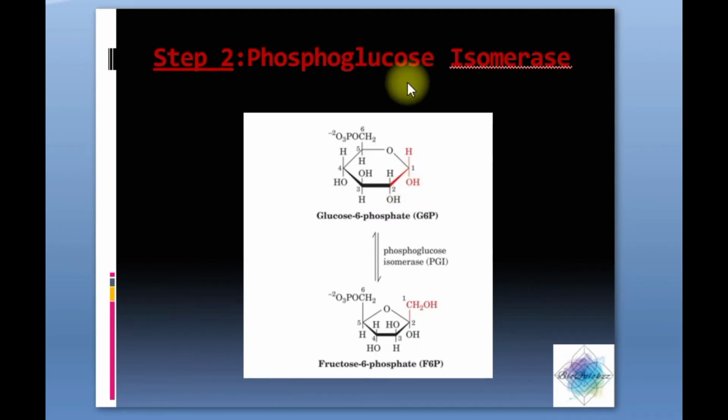Step number 2, phosphoglucose isomerase. Here, glucose 6-phosphate is converted to fructose 6-phosphate. The enzyme required is phosphoglucose isomerase. Why is the isomerase group used? Because there is just isomerization happening. Isomerization changes the substrate to its corresponding isomer by intramolecular rearrangement. Here we can see that an intramolecular rearrangement happens. That's why the isomerase group of enzyme is used. This is step number 2. Glucose 6-phosphate is changed to fructose 6-phosphate.